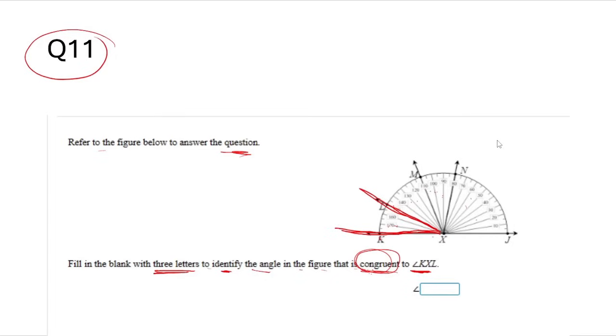Now this angle, let's measure this angle. Okay, this is 180, 170, 160, 150. So that means this angle is 10, 20, 30. So this is 30 degrees.